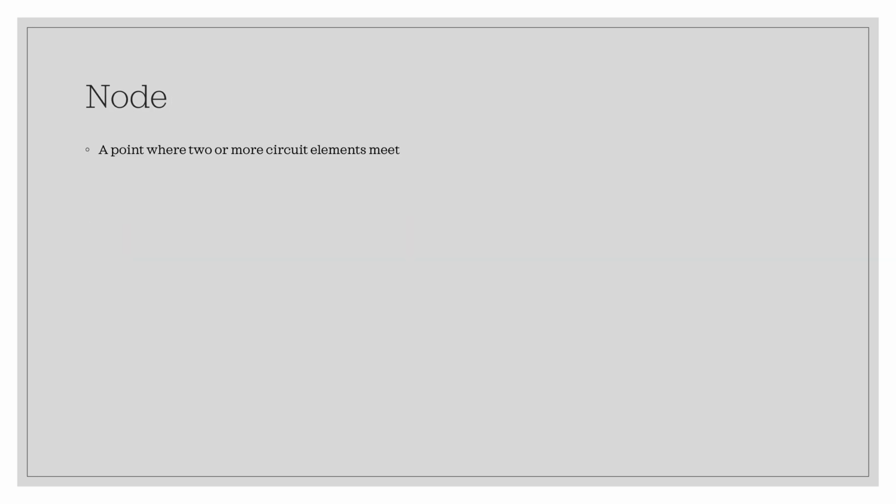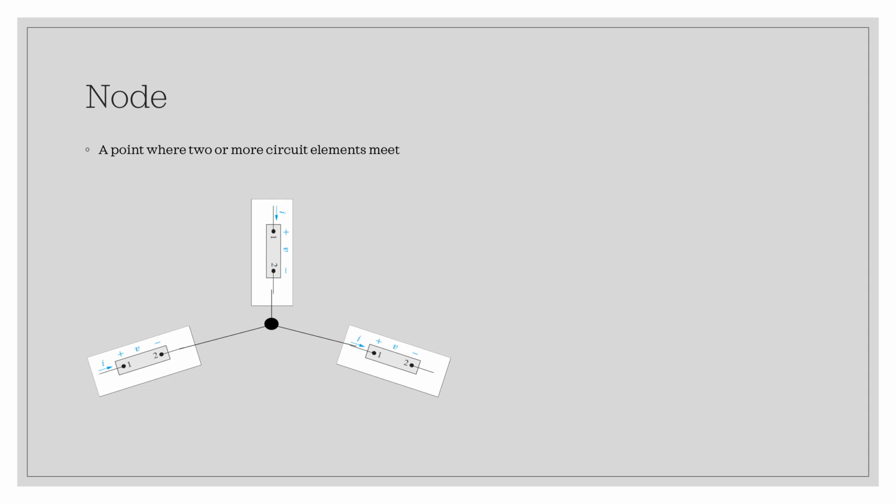A node is a point where two or more circuit elements meet. Let's look at an example with three basic circuit elements. Our node would be right here. Notice that we have current in the direction into the node and the direction leaving the node.